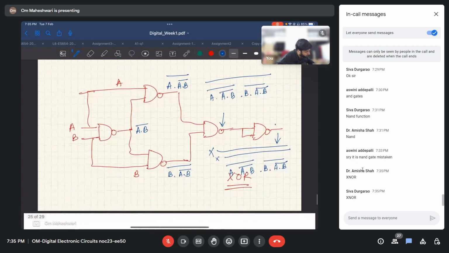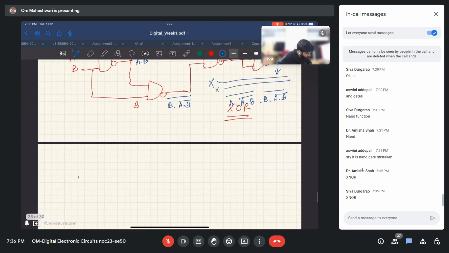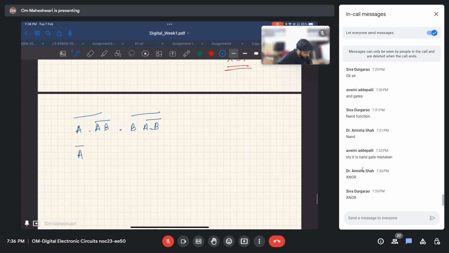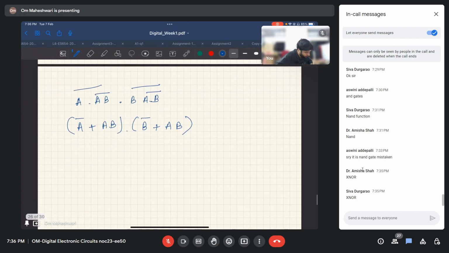We have A dot B bar plus A bar dot B, which expands to A B bar plus A A bar plus B B bar plus A bar B, giving A B bar plus A bar B. This is XOR.